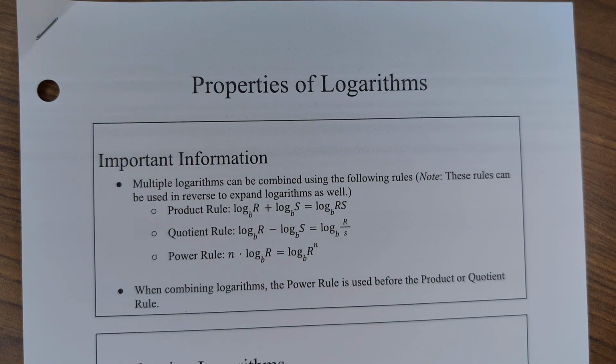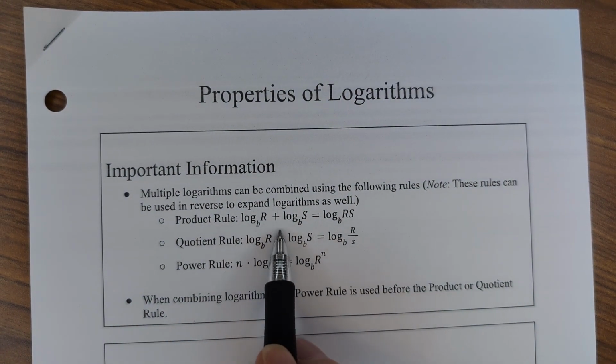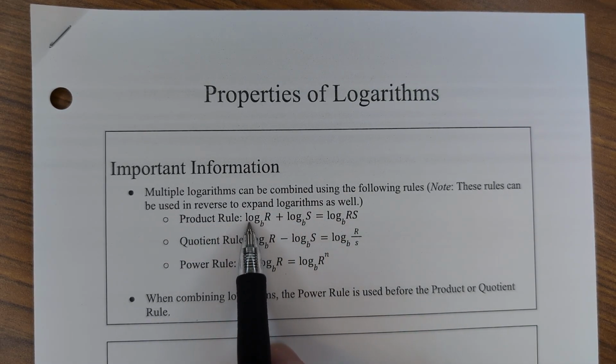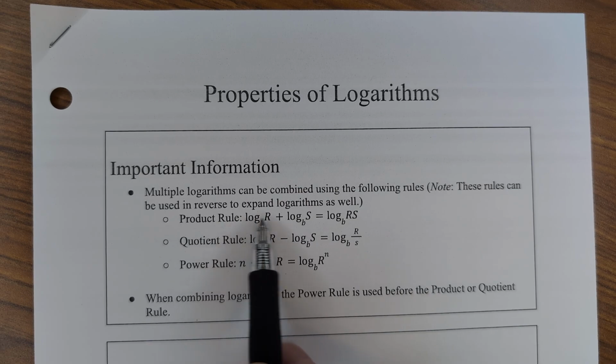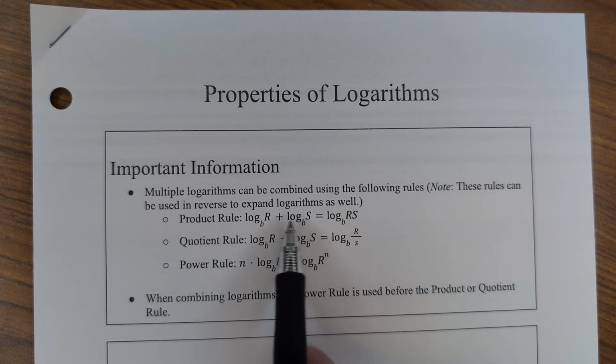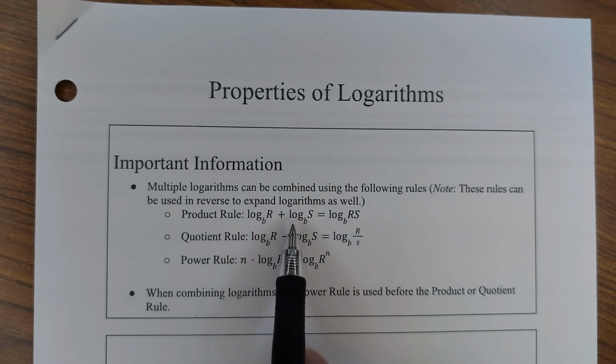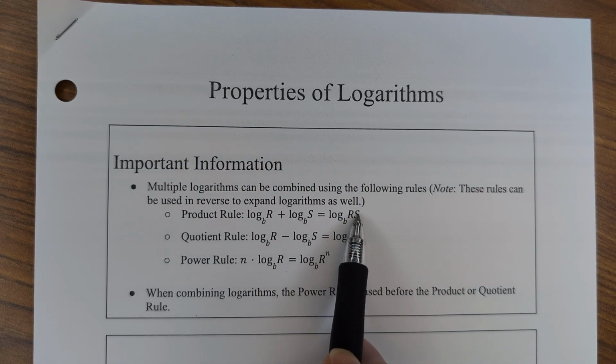I got the notes for properties of logarithms. So there are three properties of logarithms. The first one we have is the product rule. The product rule says that if I'm adding two logarithmic operations, I can multiply what's being operated on. So log of r plus log of s would be log of r times s.